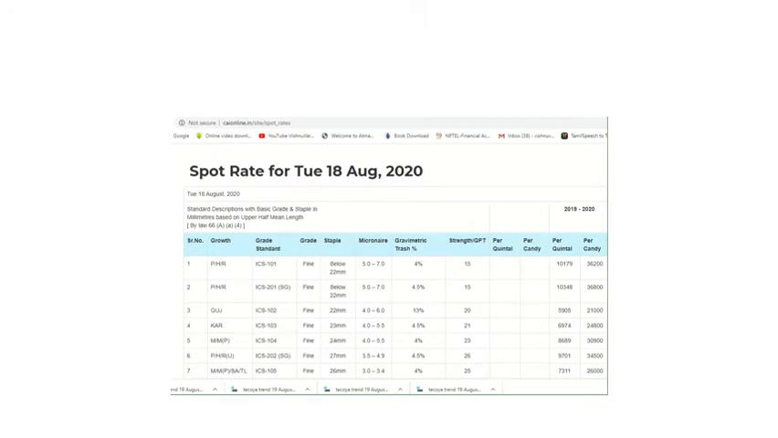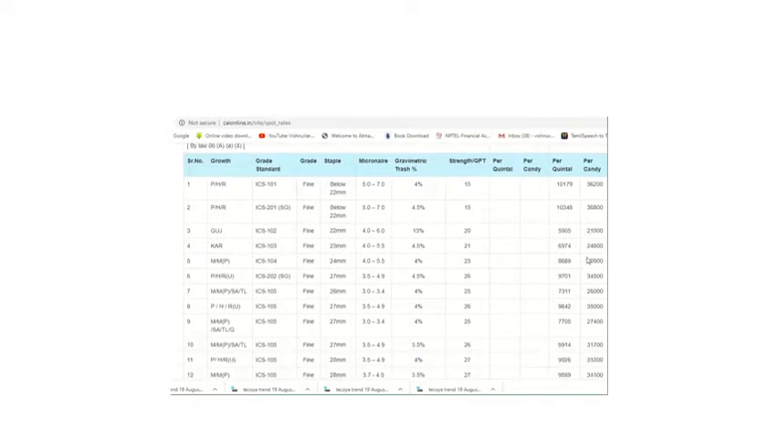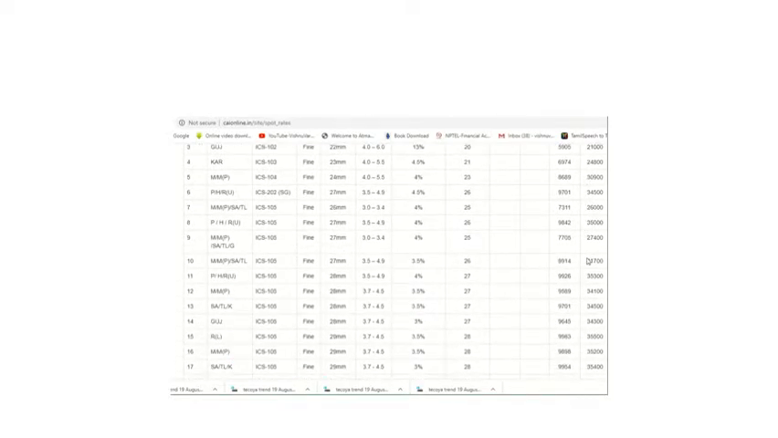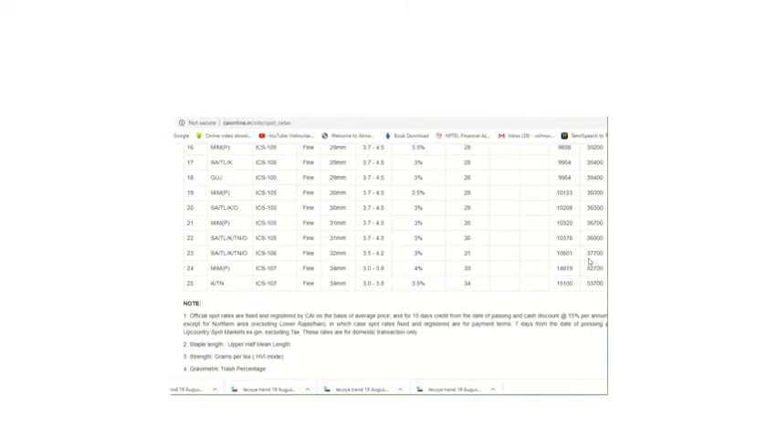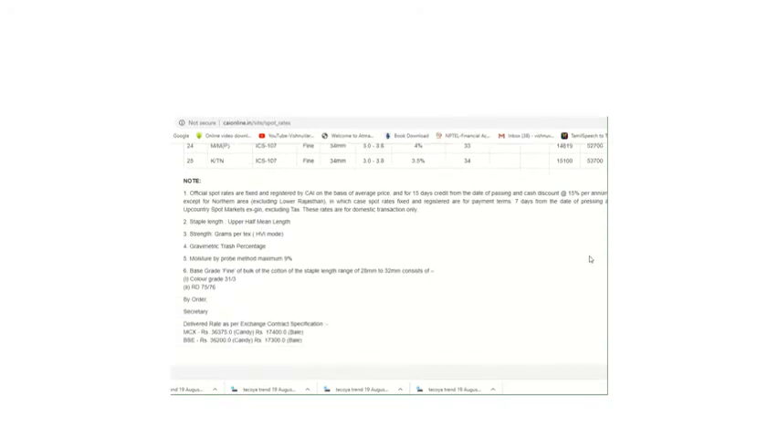You can see in this website the rates for the various varieties along with their quality. The staple length, the fineness, trash percentage, and the strength values for the various varieties are given. And the grades are given, and the candy prices and the per quintal prices are also given. You can see the list. Similarly, there are n number of websites giving these prices.